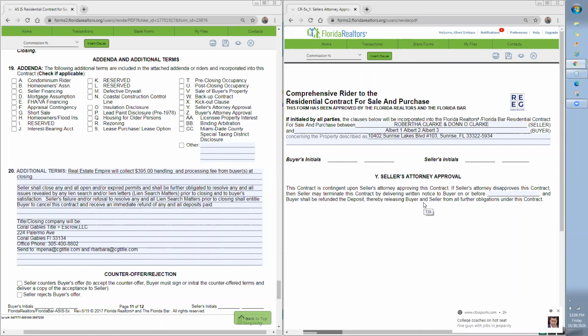Unfortunately, we have to cancel the contract. If there's money in deposit, we need to return it to the buyer. Same exact thing for the buyer's attorney. All these words that say seller, though, just say buyer, and it's the same case for the buyer.